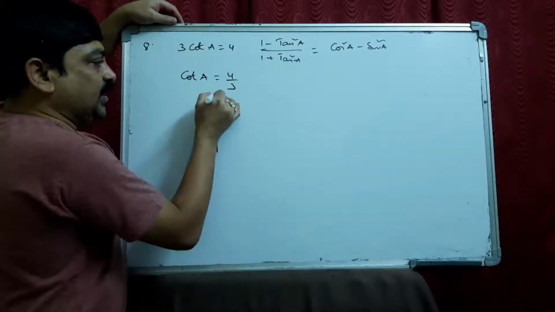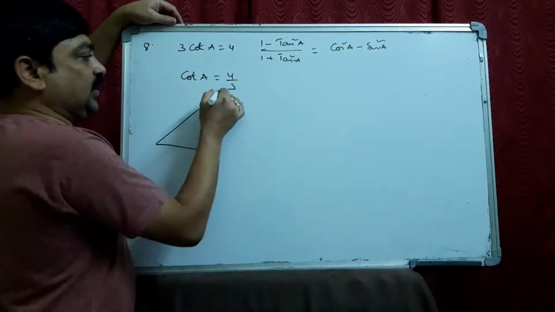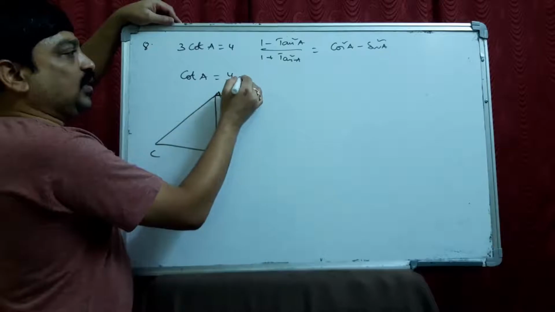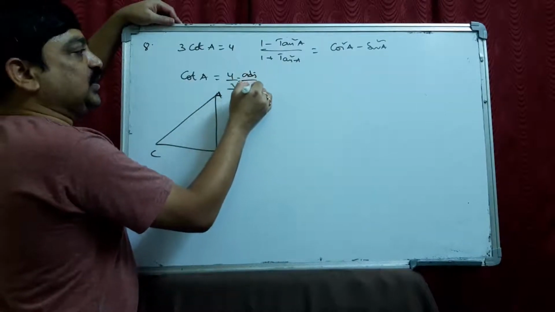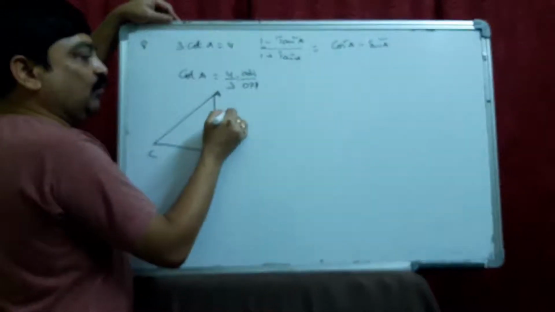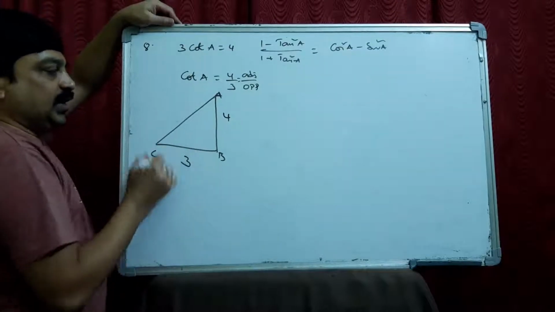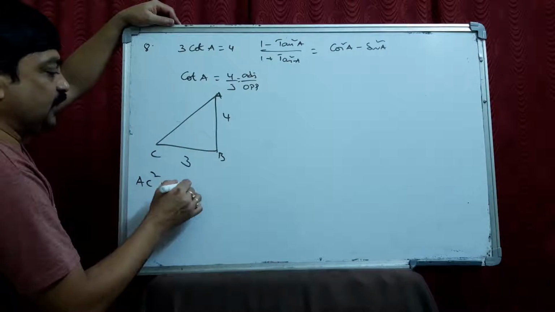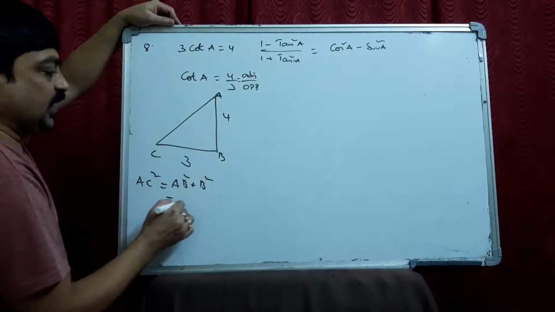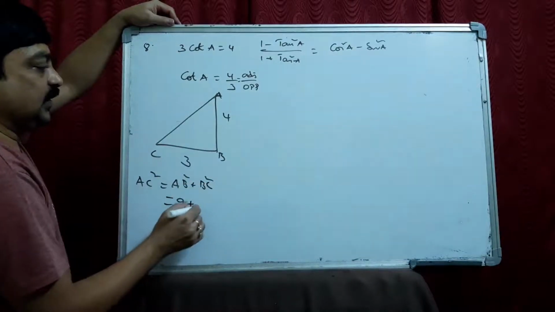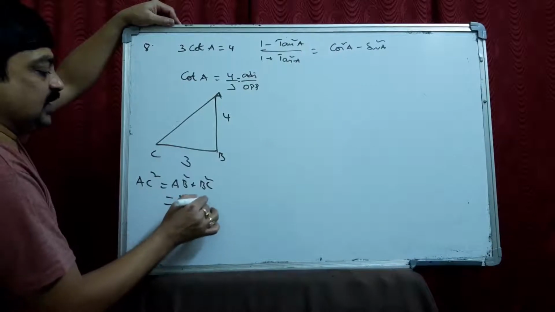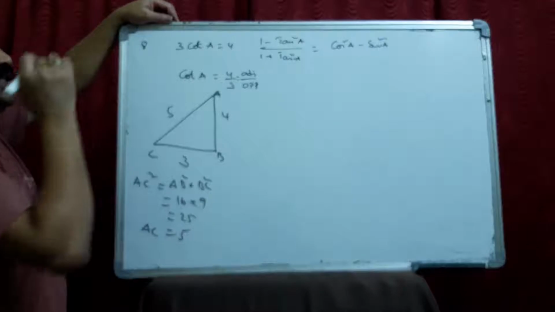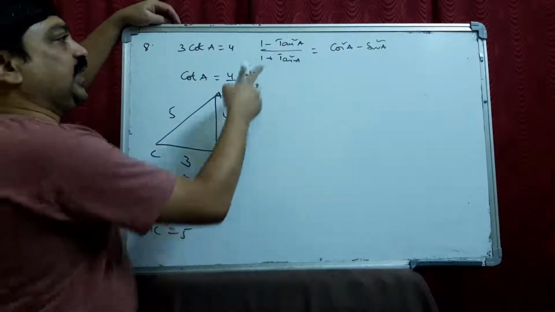Okay, take a right triangle ABC. We take A here. Cot means adjacent by opposite. So adjacent to A is 4, opposite is 3. And using Pythagoras, AC square is AB square plus BC square, 16 plus 9, 25. So AC is equal to 5. AC is 5.